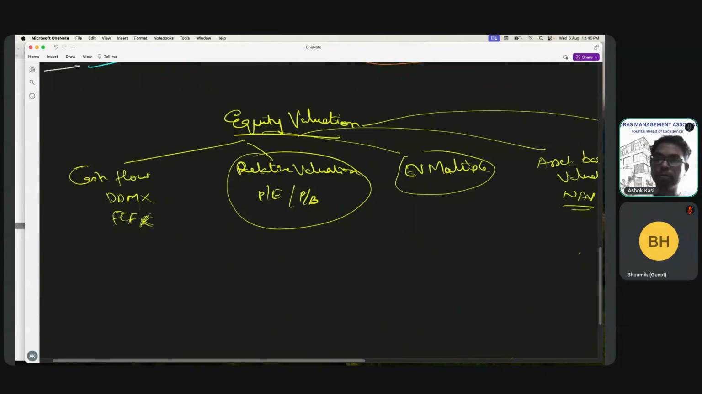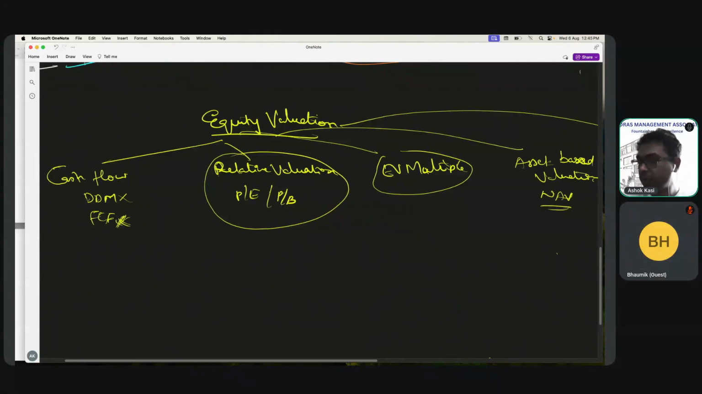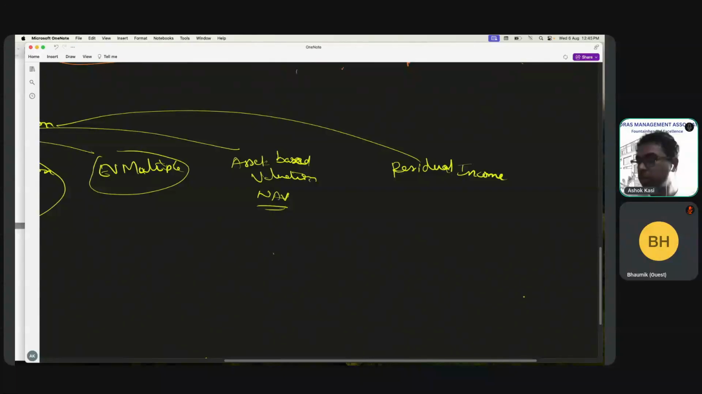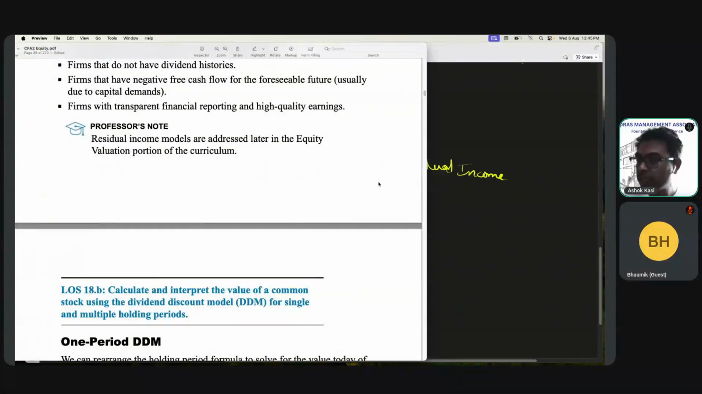Yes, sir. So free cash flow also will not work. Then what will I do? Of course, P/E ratio I can use in any company. But if I want to see the fundamentals, as in an absolute valuation perspective, then I can use the residual income valuation. Residual income means what?